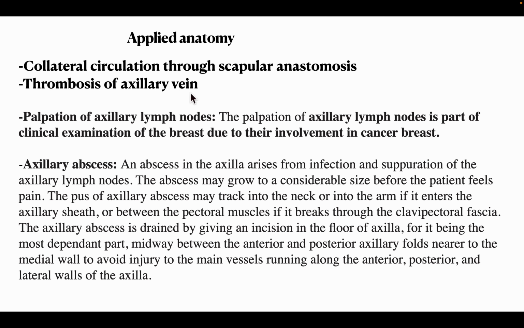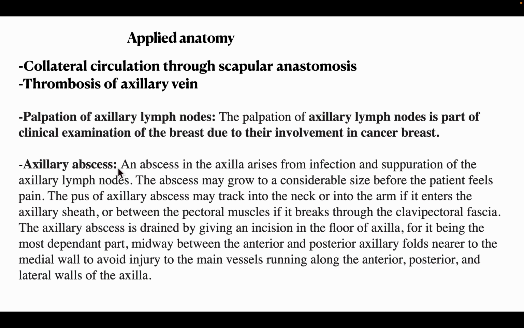Let's know some of the clinical aspects related to the axilla. There is a term known as collateral circulation through the scapular anastomosis. It means if there is a blockage in the subclavian artery or in the axillary artery, collateral circulation takes place near the scapular region and the circulation of the blood continues. In the same way, there can be a thrombosis of the axillary vein also. Now there is the palpation of the axillary lymph nodes. The palpation of the axillary lymph nodes is a part of the clinical examination of the mammary gland or the breast due to their involvement in carcinoma of the breast.